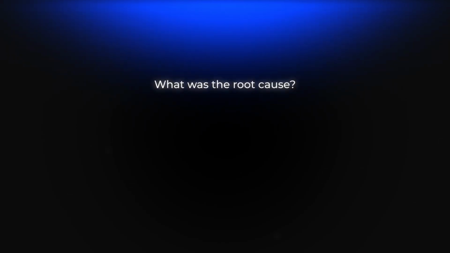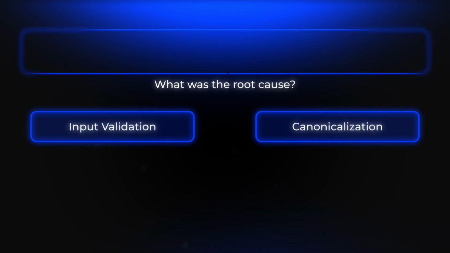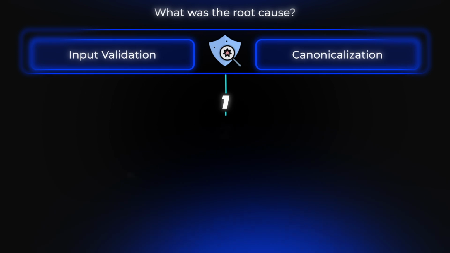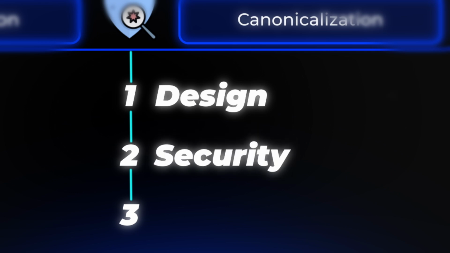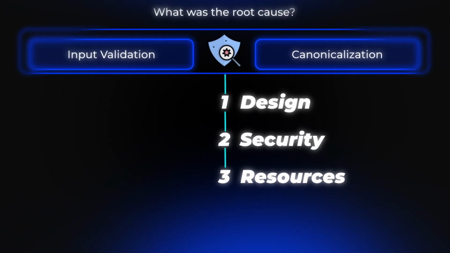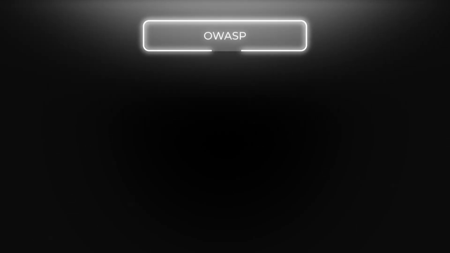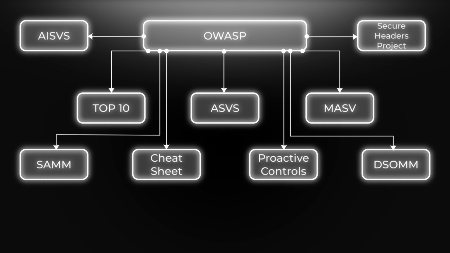So, what was the actual root cause? Our application was vulnerable because it lacked security controls at some very fundamental levels. But here's the real question: how do we know which controls to implement? When designing a product, we need to think about security early, but we also need the right resources that tell us how to secure it. This is where OWASP comes in. OWASP is a global non-profit dedicated to improving software security, and they provide a ton of practical, free resources for developers. And today, we're zooming in on one of the most important ones, ASVS.